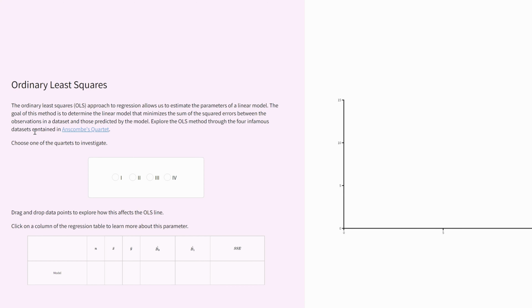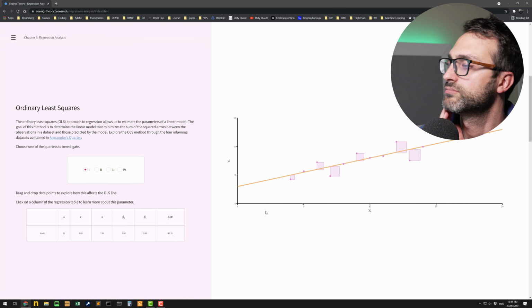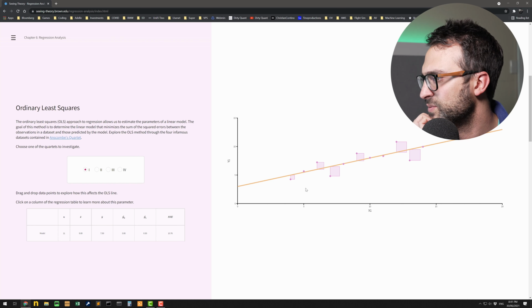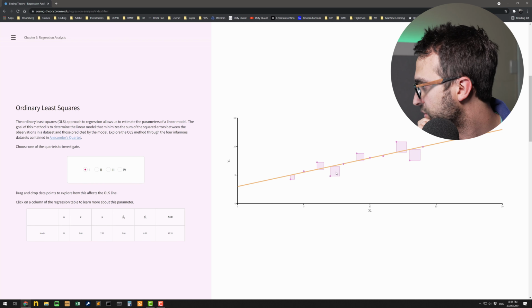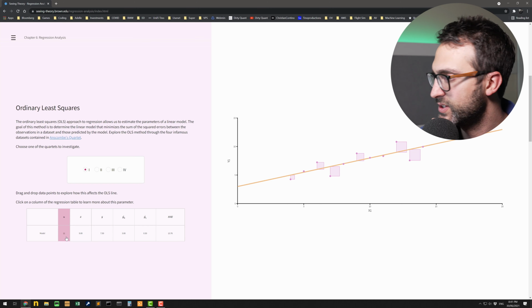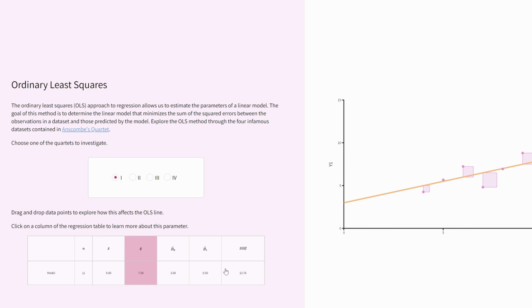Explore the OLS model through the four infamous data sets, infamous in the Anscombe quartet. Never heard of it. Choose number one. All right, got some data, X and Y. Looks like I've got a regression line and some values here. N is 11, so 11 observations. X bar is my mean of X. Y bar is my mean of Y, 7.5. Beta 0 is the intercept, 3, so that's where that sits, and beta 1 is your slope.